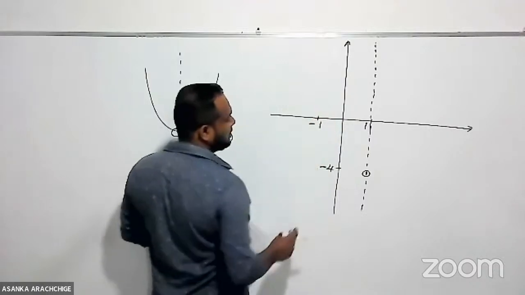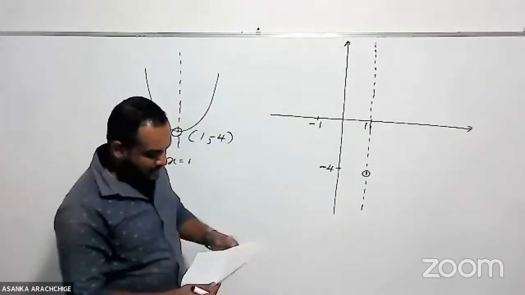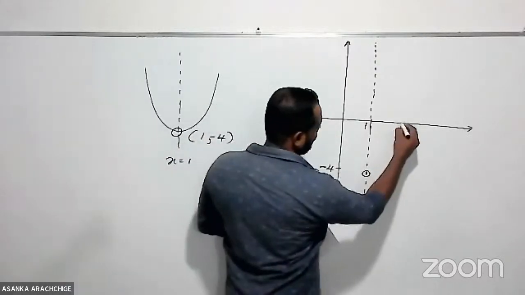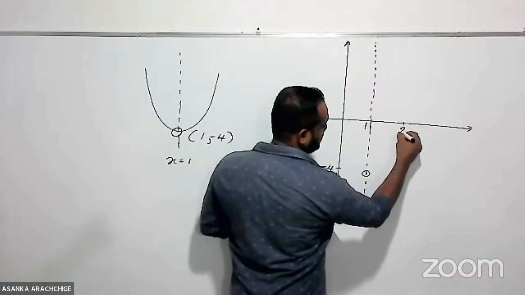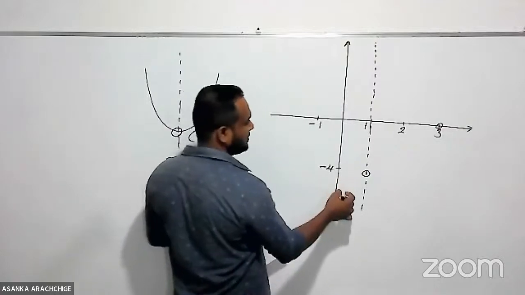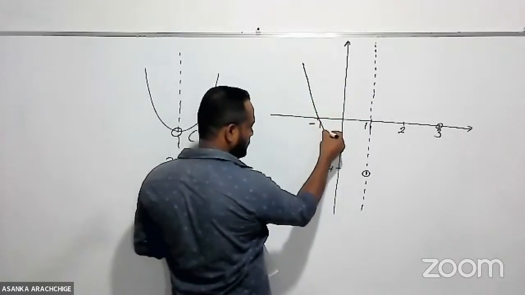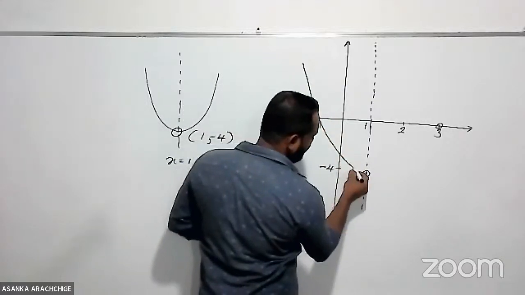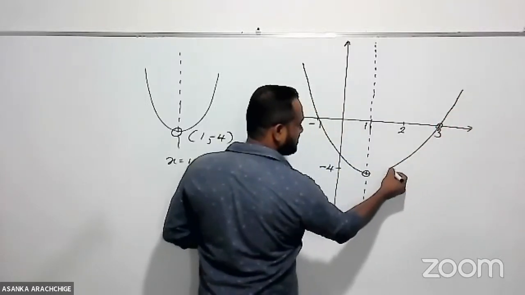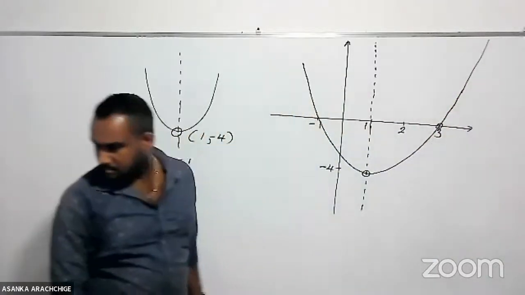This is one of the points of intersection of the graph and the x-axis. The other one is plus 3. Am I correct? Here 2, here 3. This is the other point of intersection. That means your graph must be a parabola like this. මෙන්න මේ වගේ parabola එකක් වෙන්න ඕන. Am I correct?